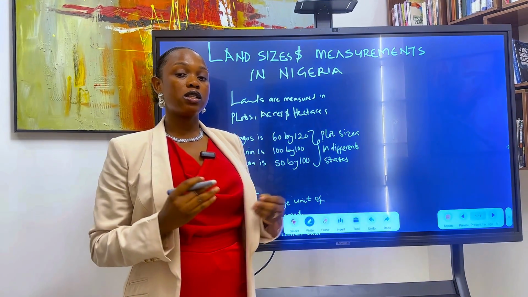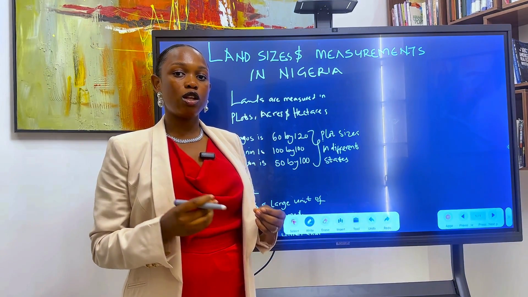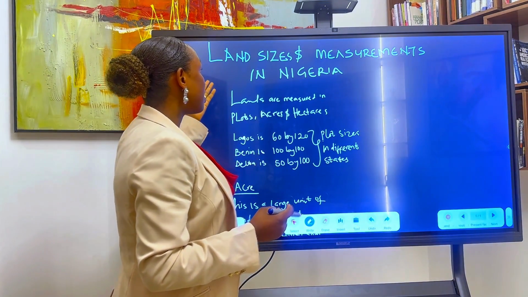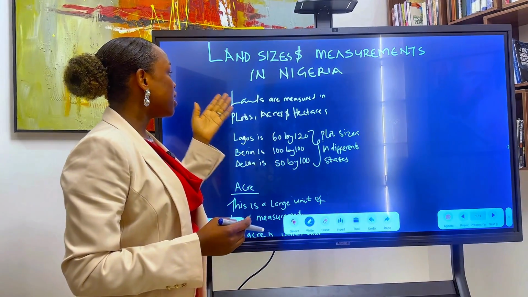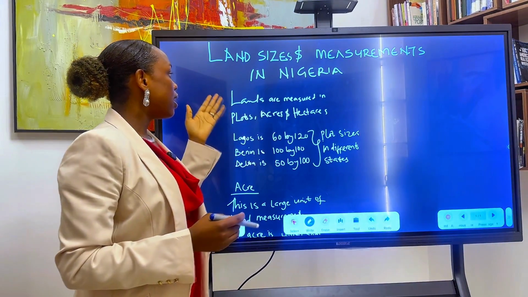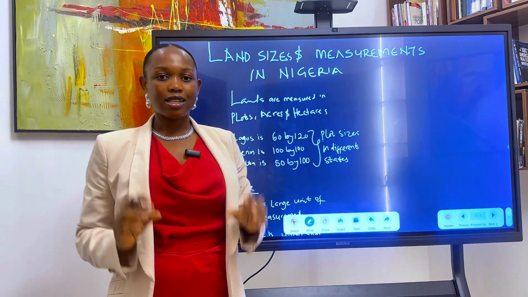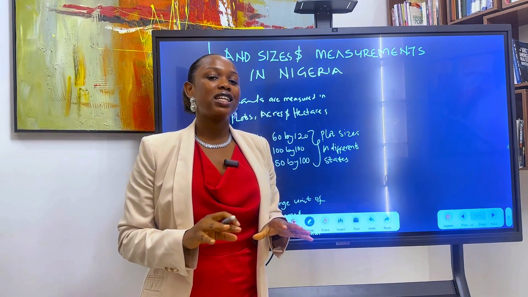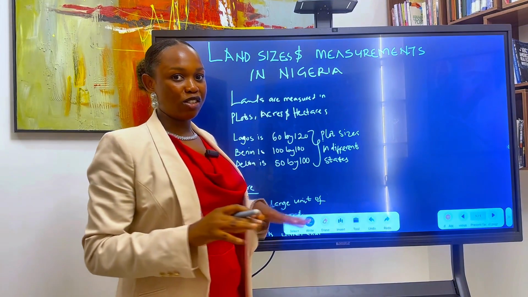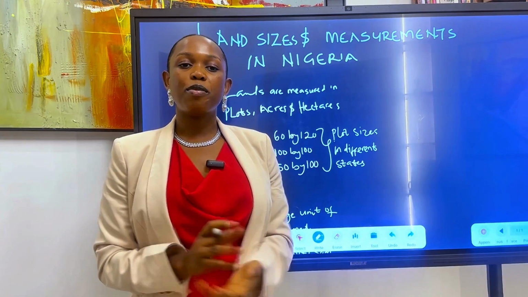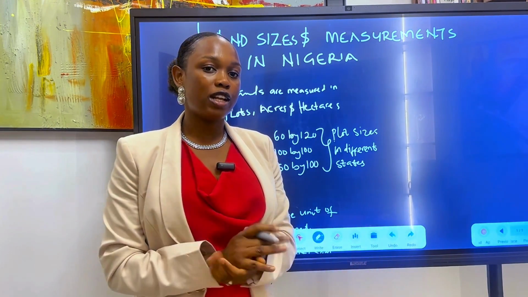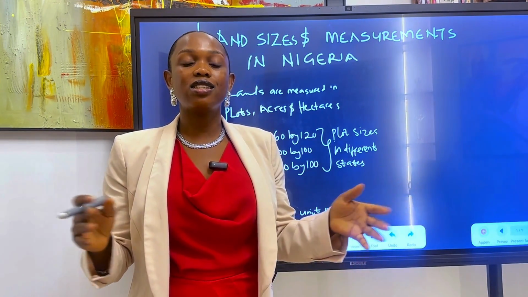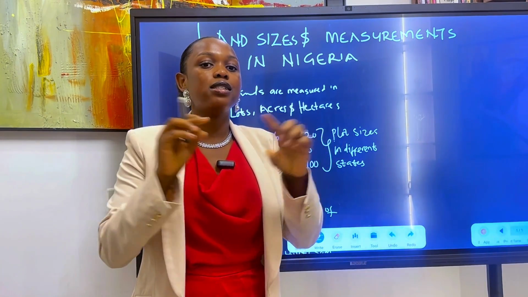And today we're going to be discussing something that confuses a lot of people, which is land sizes and measurements in Nigeria. Lands are measured in plots, acres, and hectares. So we're going to be breaking all this down so that you will understand it when you are buying a plot of land or acre or hectares of land, so that you know how big it is when it comes to figures, that is in numbers.